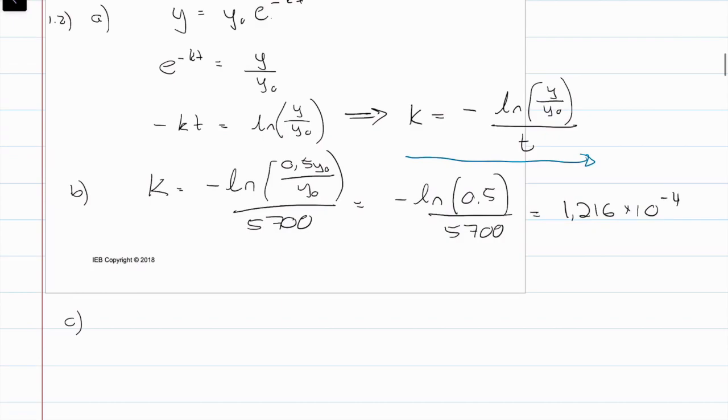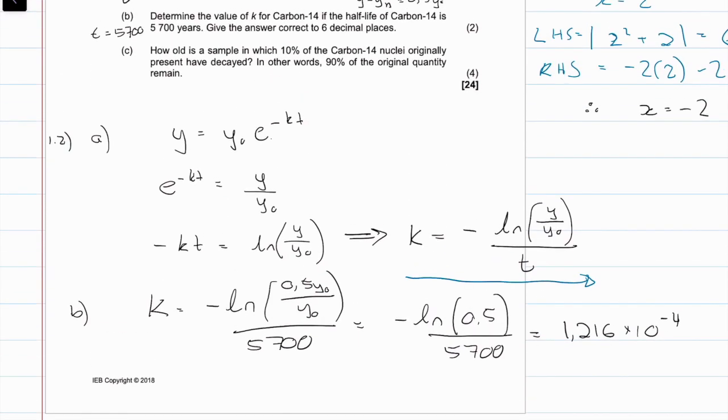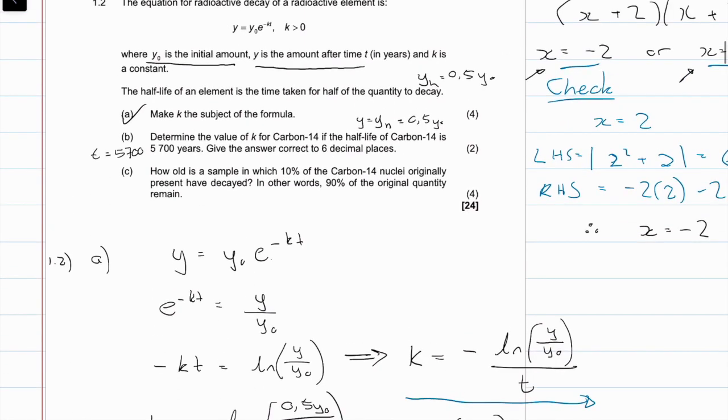Okay, so part C says how old is a sample in which 10% of the carbon-14 nuclei originally present have decayed? In other words, 90% of the original quantity remains. Okay, remember we defined y as the amount left after time t. So this means that the y for this scenario is, there's 90% left, so there's 0.9 y naught left.